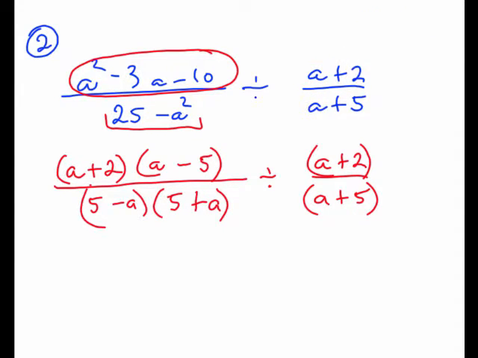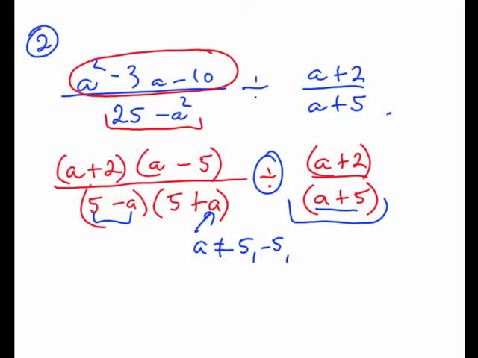Alright, let's do our restrictions. A can't be 5. A can't be negative 5, because that makes that bracket 0. We already have that. And then when we reciprocal our second fraction, we have to be sure that this will become a denominator, so a can't be negative 2.